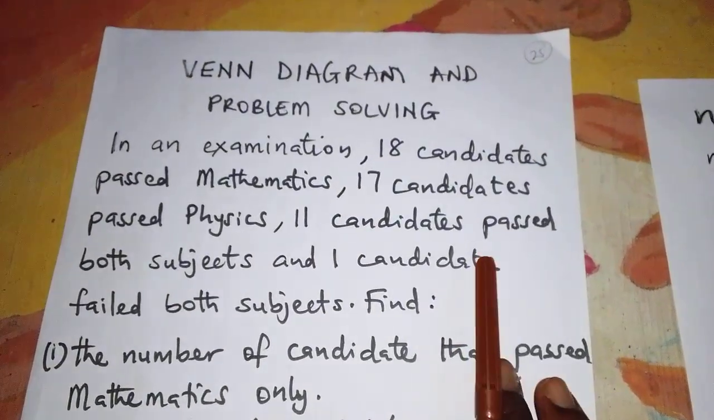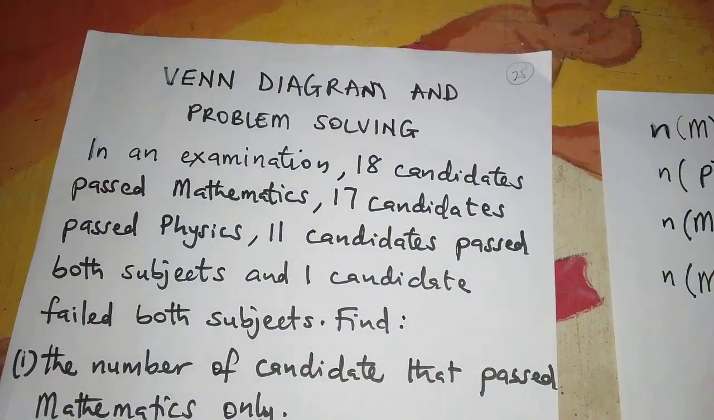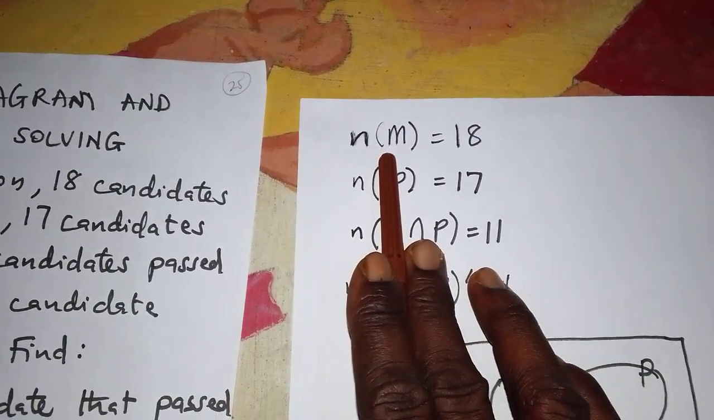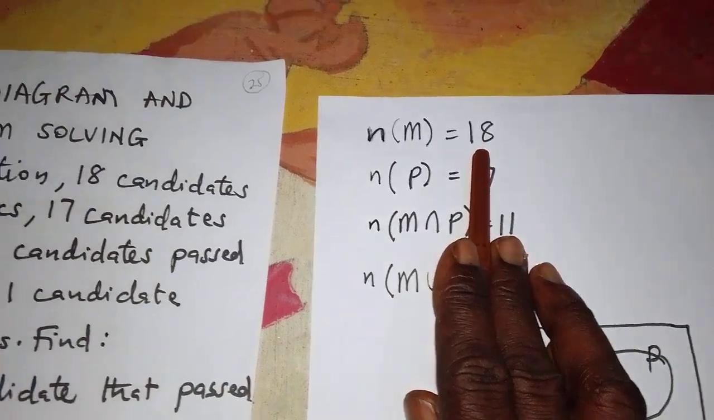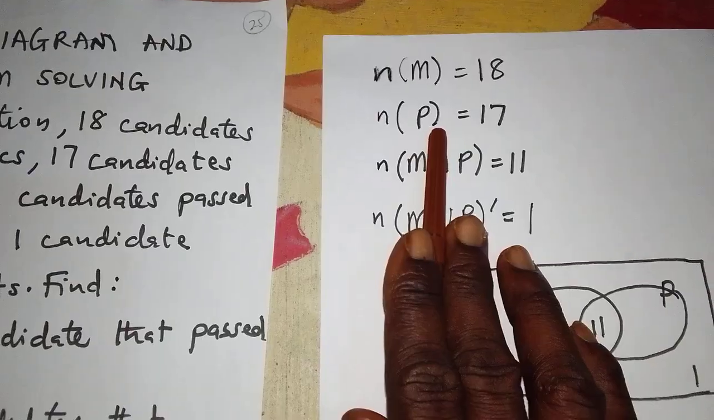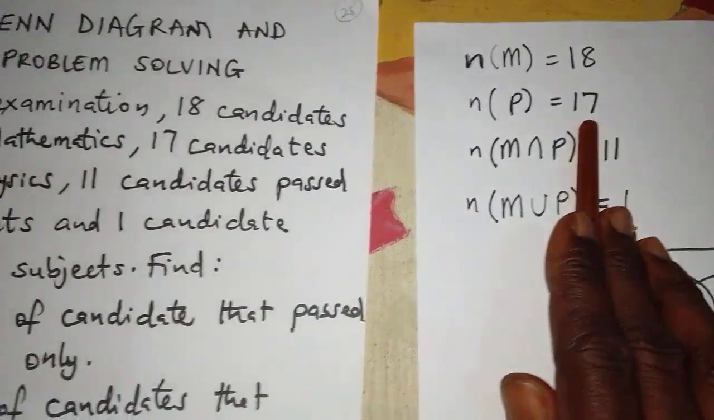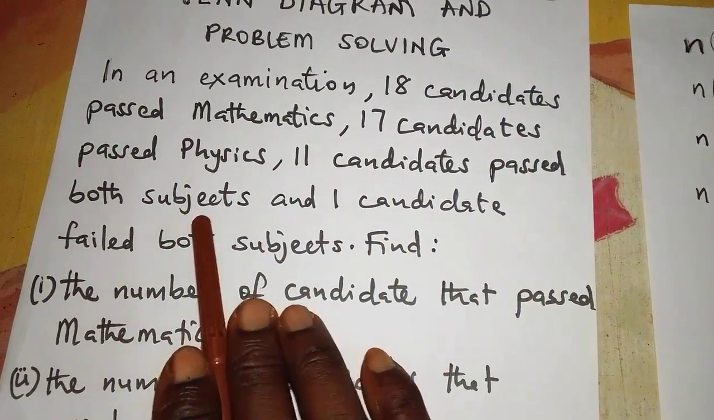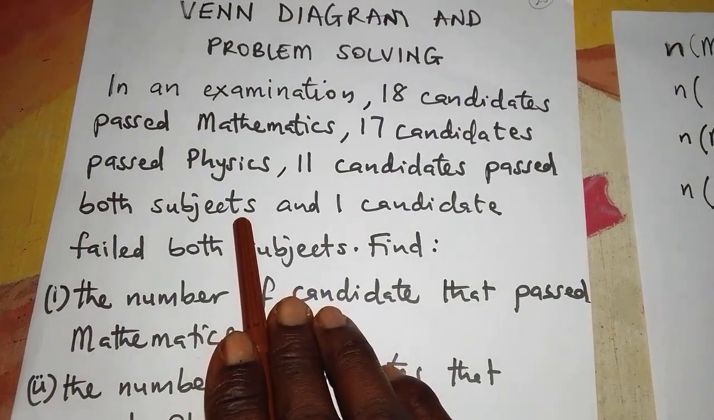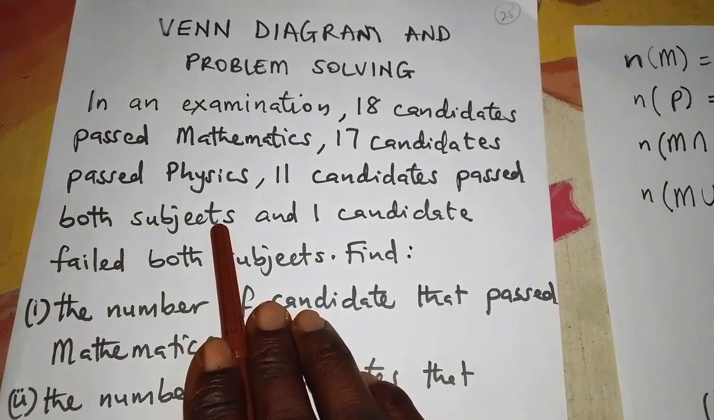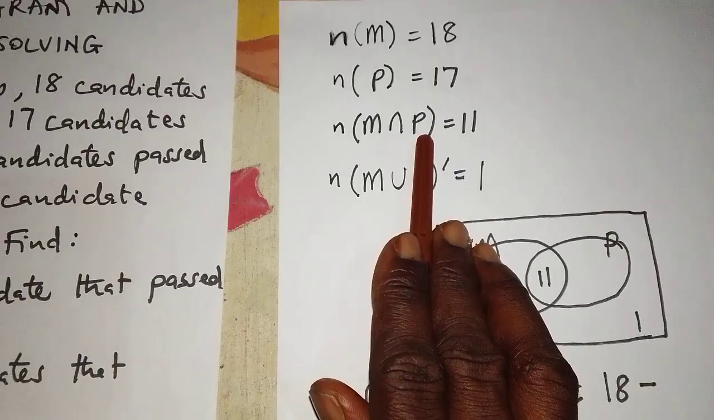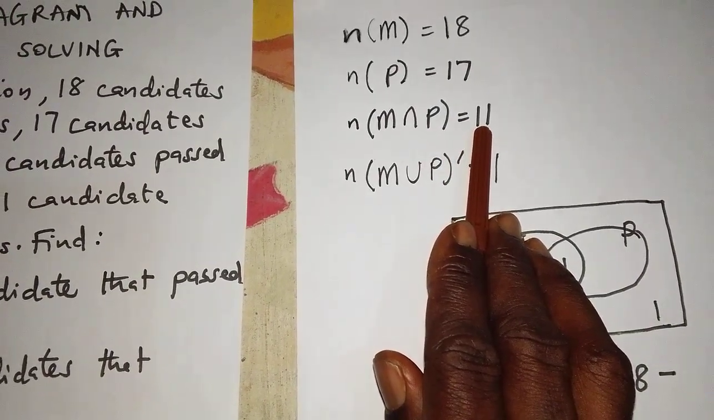Now, let's try to solve it. In an examination, 18 candidates pass mathematics. So the number of candidates that pass mathematics is 18. 17 candidates passed physics. Those that passed physics are 17. 11 candidates passed both subjects. So those that pass both subjects, that means they pass mathematics and they pass physics. So you are talking of the number that pass mathematics intersection physics. We are having 11 students.